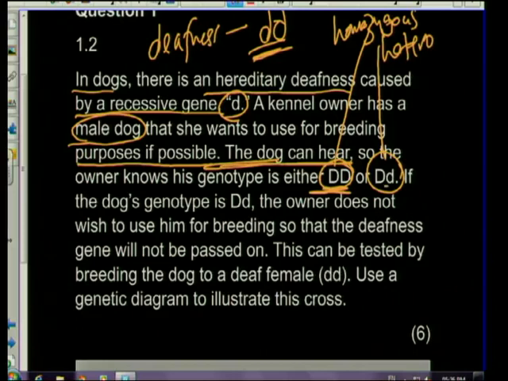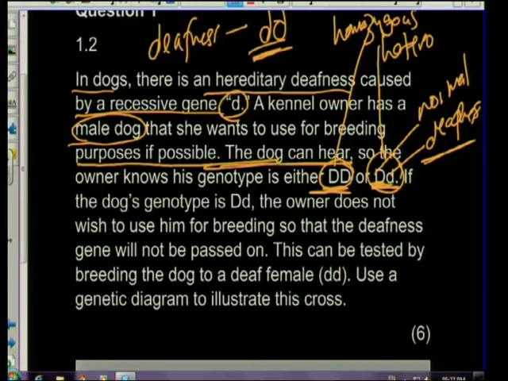Or the organism can be heterozygous. That means the alleles are not the same. They're not identical. They're coding for the same thing, deafness. But the one allele is coding for normal hearing and the small d is for deafness. So this individual is heterozygous for this condition. And using our law of dominance, the fact that it has the normal gene, which is dominant, means this dog will be able to hear. Why? Because the dominant gene masks the recessive one.